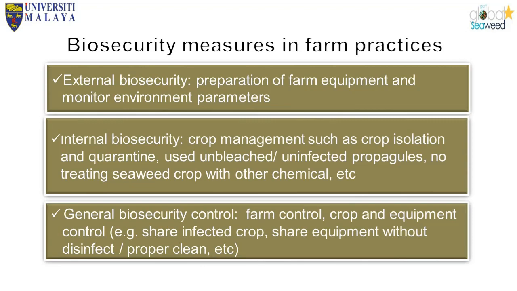The internal biosecurity practices cover crop management, such as isolation and quarantine if the propagule came from a different area or is infected by pests, using unbleached and uninfected propagules, and not treating the crop with other chemicals, and so on. General biosecurity control includes farm, crop, and equipment control, for example, sharing infected crop, sharing equipment without disinfecting or proper cleaning, and so on.